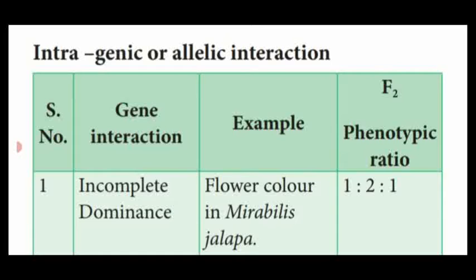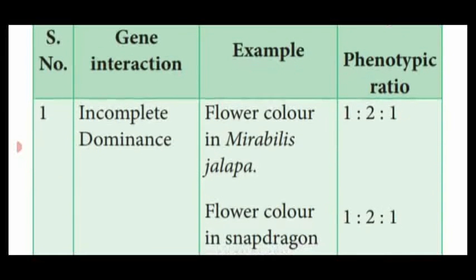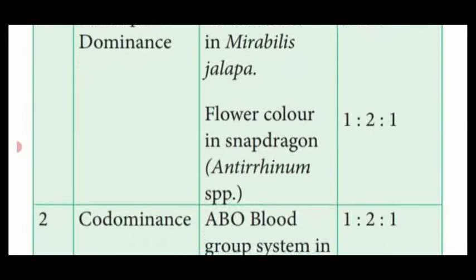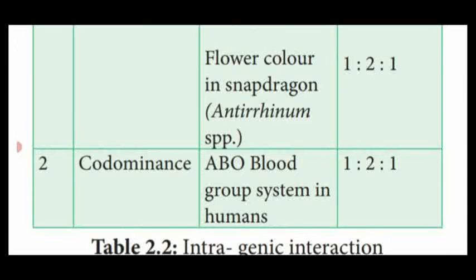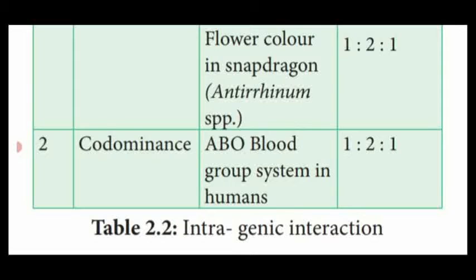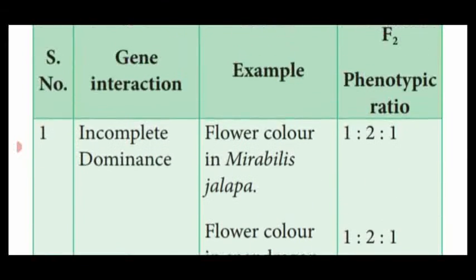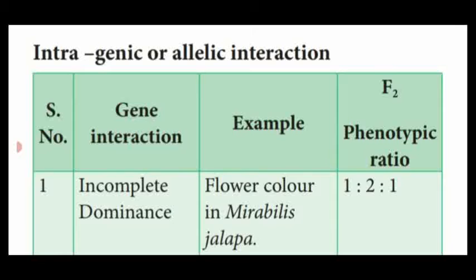First one, incomplete dominance, that is flower color in Mirabilis jalapa. We have already seen the ratio is 1:2:1. Another one, the flower color in Snapdragon, Antirrhinum species, the ratio is 1:2:1. Then the codominance of AB blood group system in humans, the ratio is 1:2:1. Those are all the different types of intragenic gene interaction with example and phenotypic ratio.